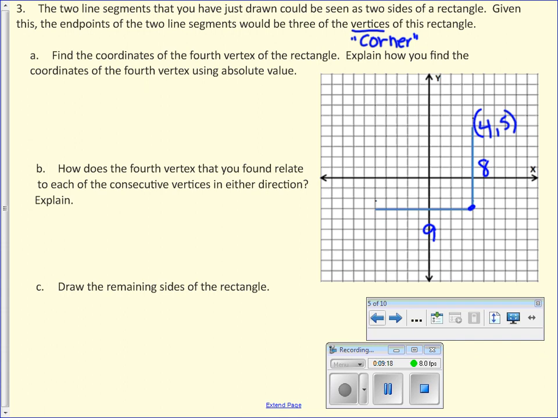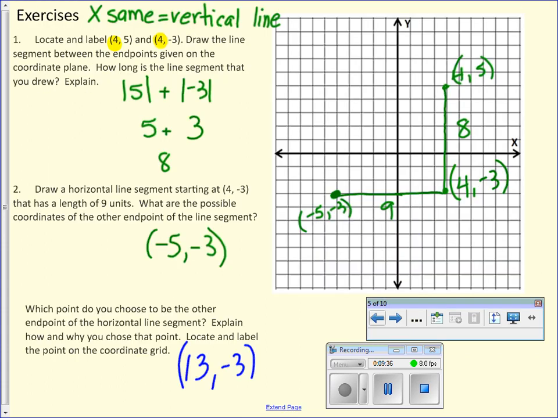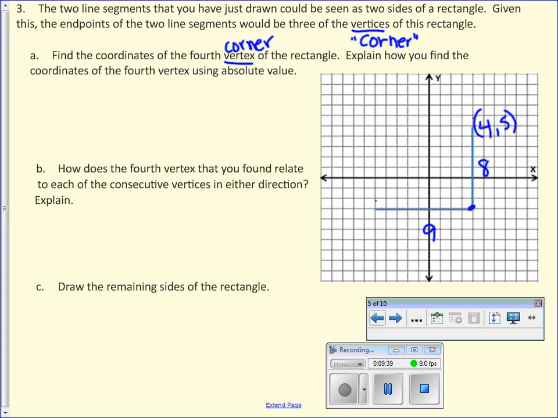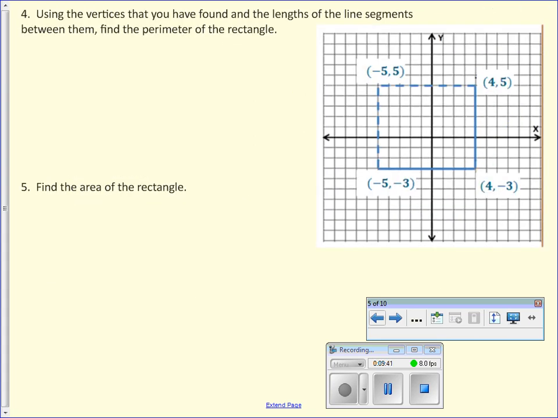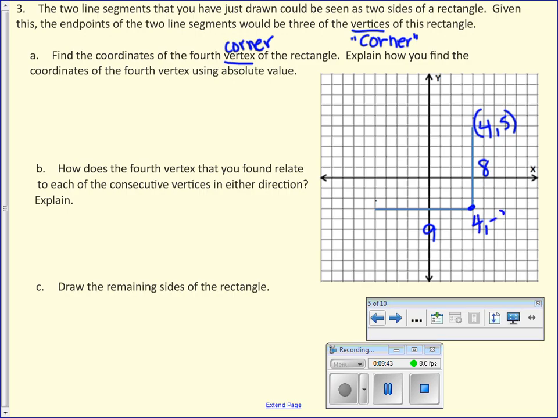So find the coordinates of the fourth vertex. Again, that's the singular version of vertice. The vertex, so if you want to write corner to remind you, of the rectangle. Explain how you find the coordinates of the fourth vertex using absolute value. Well, we already know our other vertices. So go ahead and find the fourth vertex.